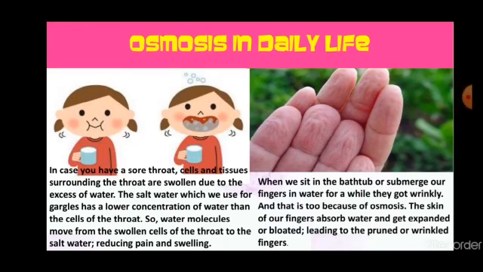Now, the next example is wrinkly fingers. When we sit in the bathtub or submerge our fingers or feet in water for a while, or a little longer, they get wrinkly. This is because of osmosis. What happens is that the skin in our fingers absorbs some water and gets expanded or bloated or a little swollen in regions, leading to pruned or wrinkled fingers.